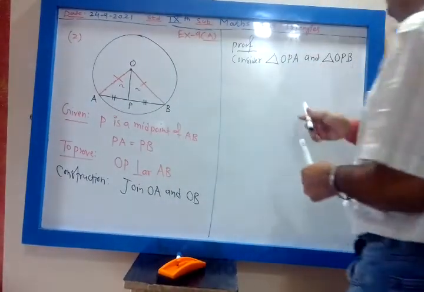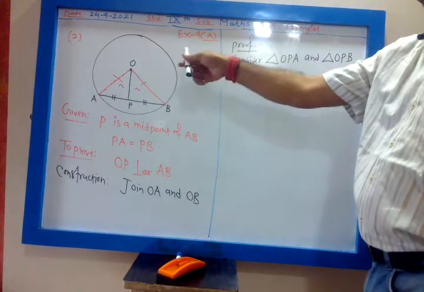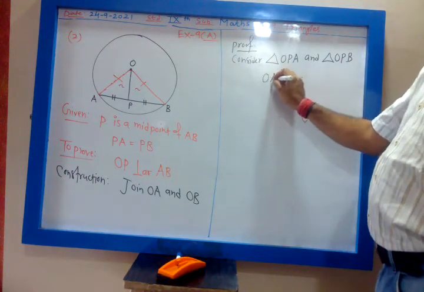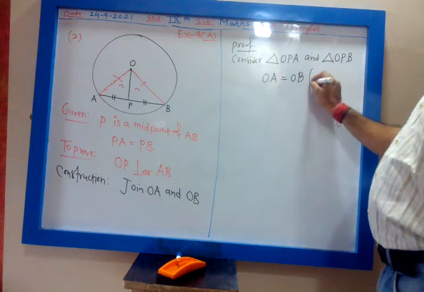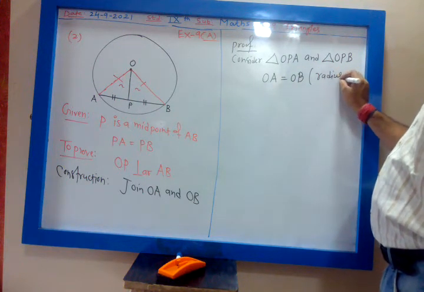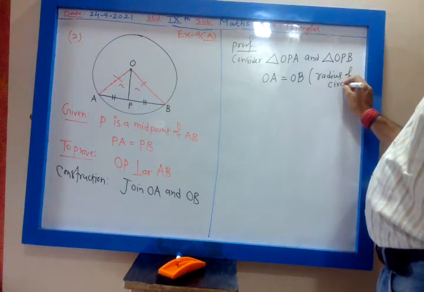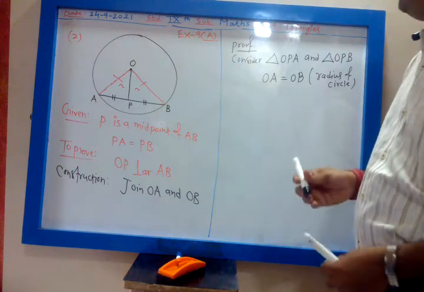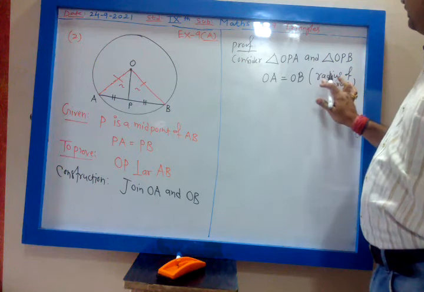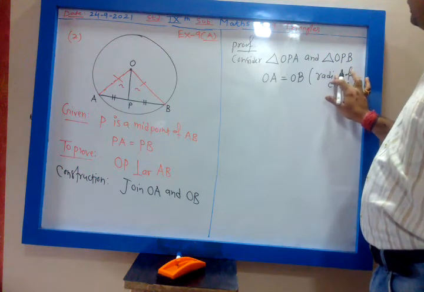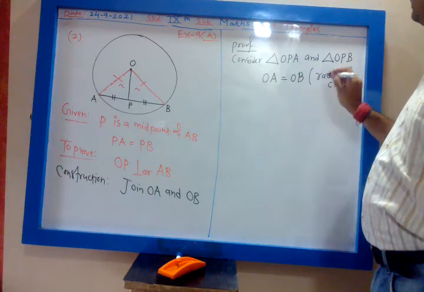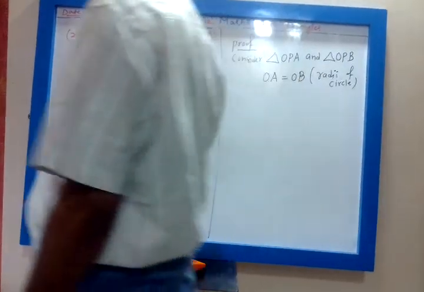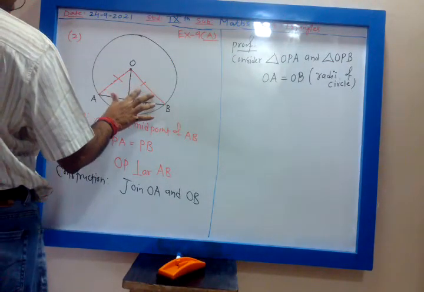So the first condition: when you write OPA, then you write down the parts of OPA together on this side. So OA is equal to OB. They are radii of the same circle. Radius is singular; if you write radii, it means plural. So radii of the circle. So one side, okay. OA is same as OP.